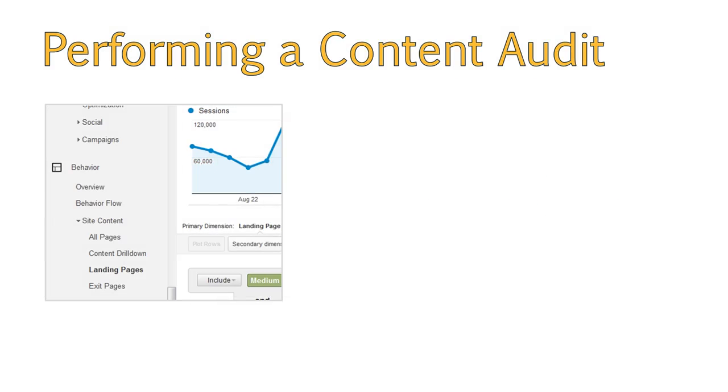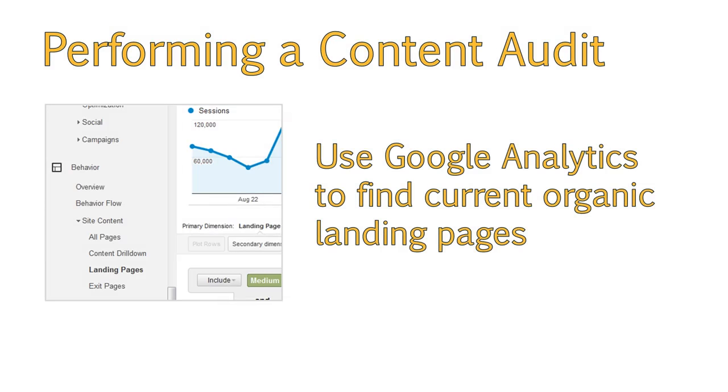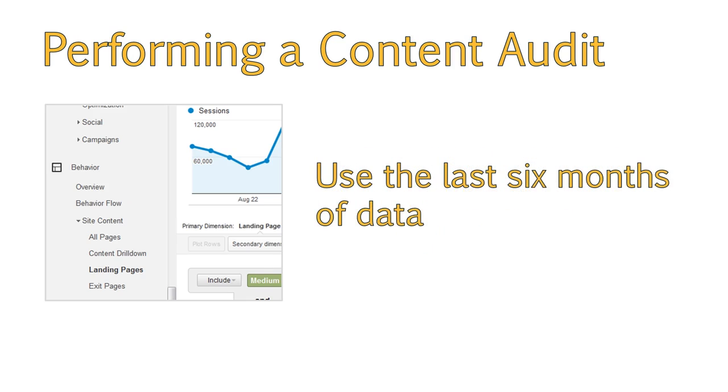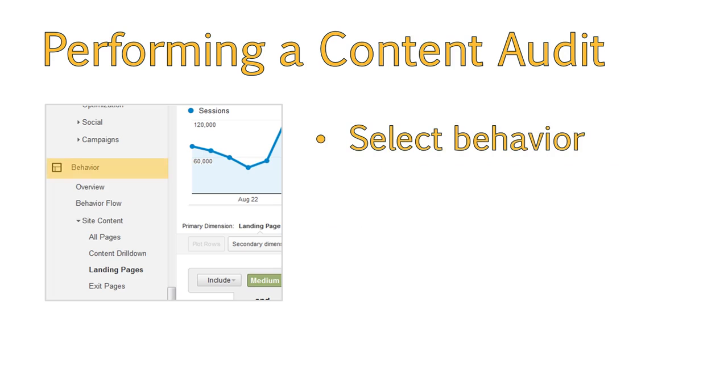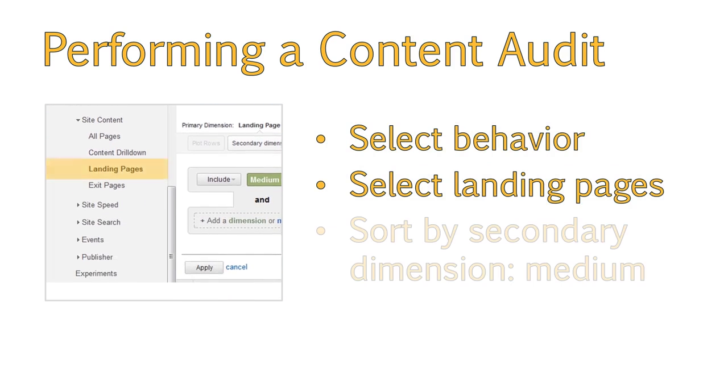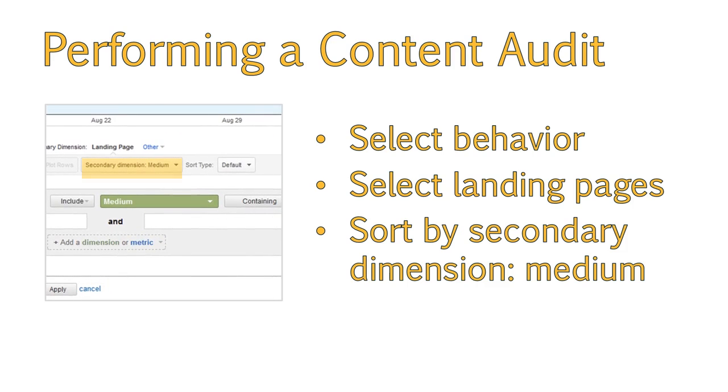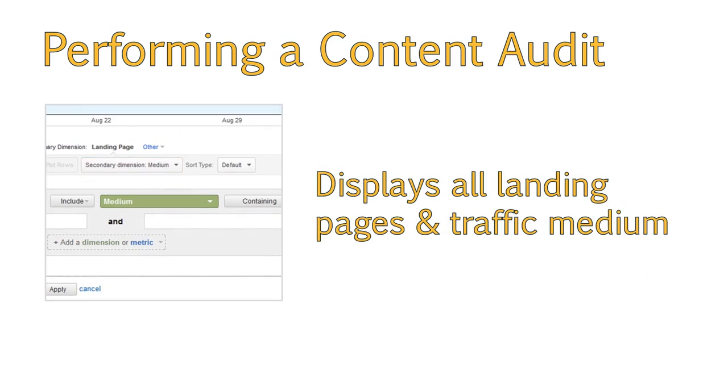One of the ways I start performing a content audit, especially on larger sites, is going into Google Analytics and finding current organic landing pages. I tend to look at the last 6 months of data, as this will provide me with a good amount of useful information. You can get here by going to Behavior, choosing Landing Pages, and then sorting by secondary dimension and choosing the medium. This will pull up a list of all landing pages and what medium they are receiving traffic through. For example, through organic search, paid search, referrals, or other methods.